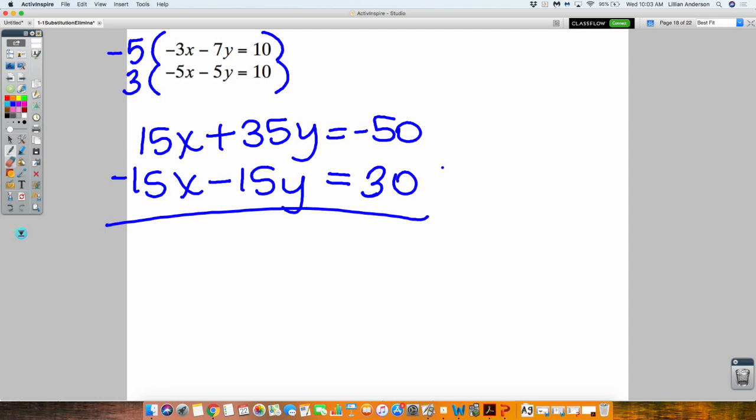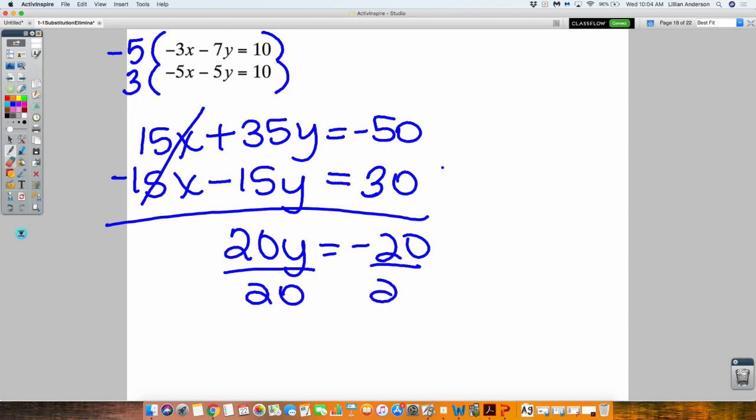So positive 15x minus 15x cancel out. What's 35 minus 15? 20. So I have 20y equals negative 50 plus 30, negative 20. Divide by 20, and y is what? Negative 1. Okay? Watch those signs. Watch those negatives. Watch those positives. It changes the whole problem. I'm going to go back in and plug this into one of the originals. Like I said, I don't know why, I'm just geared to that top one.